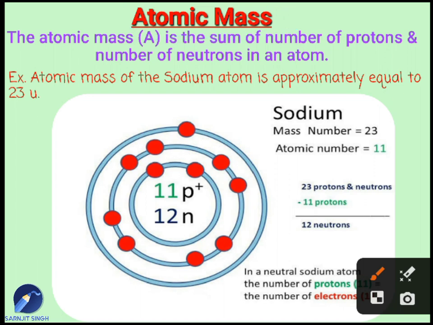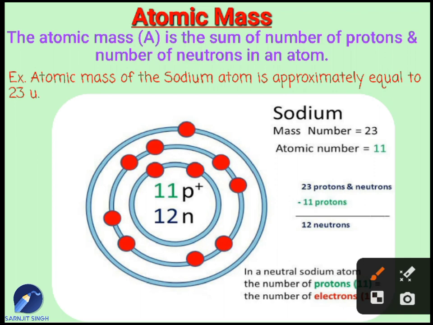Atomic mass is represented by capital A. We already learned that atomic number is represented by Z, and here atomic mass is represented by capital A. Atomic mass means the mass of an atom. So we know that inside the atom, there are 3 types of particles present.